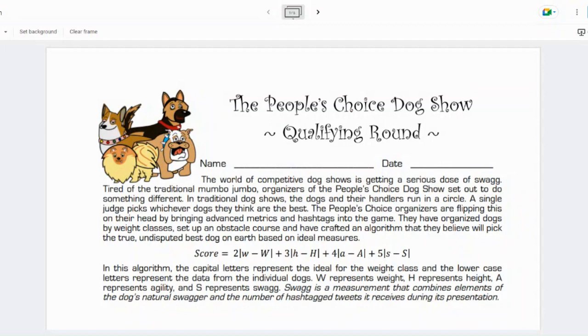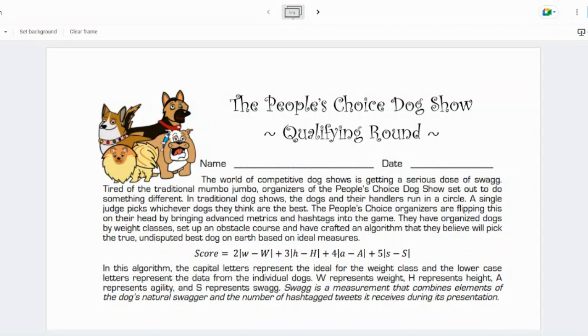The world of competitive dog shows is getting a serious dose of swag. Tired of the traditional mumbo jumbo, organizers of the People's Choice Dog Show set out to do something different. In traditional dog shows, the dogs and their handlers run in a circle. A single judge picks whichever dogs they think are the best. The People's Choice organizers are flipping this on their head by bringing advanced metrics and hashtags into the game.